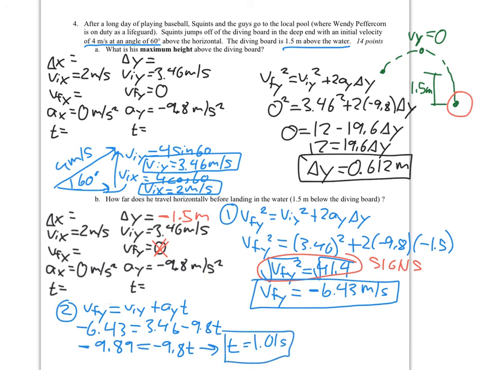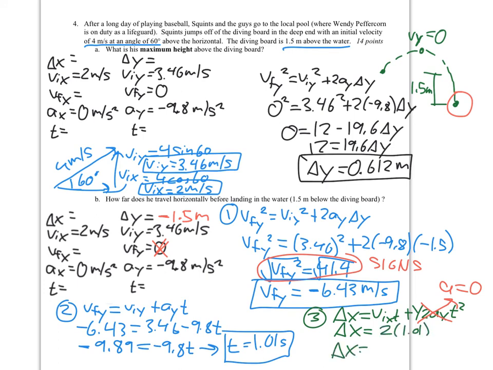I can now use that time in the x direction to solve for my horizontal displacement. So I have delta x equals VIXT plus 1/2 AXT squared. That entire second term goes away because AX is 0. And so I end up getting that delta x equals 2 times 1.01. So that means my overall horizontal displacement is 2.02 meters.